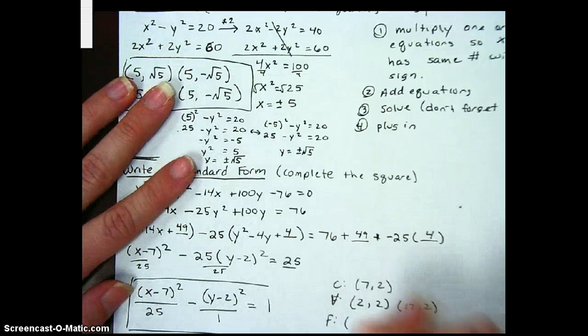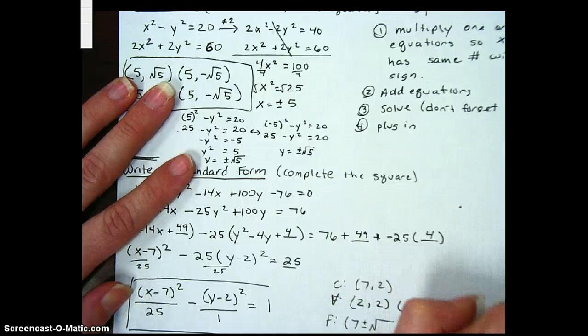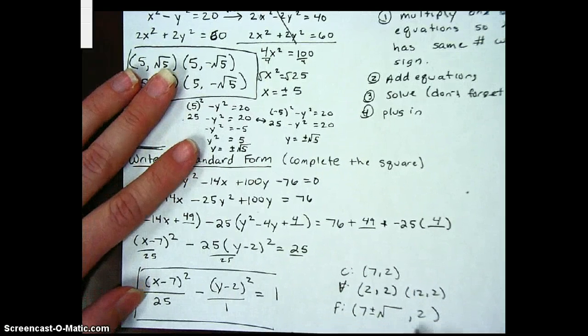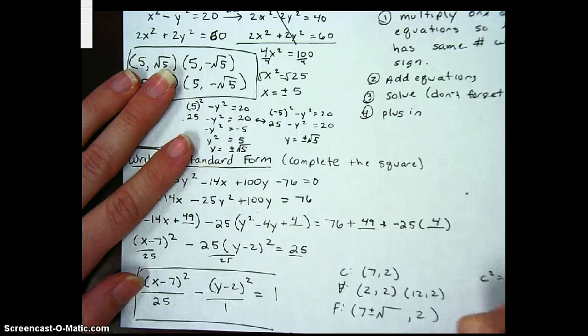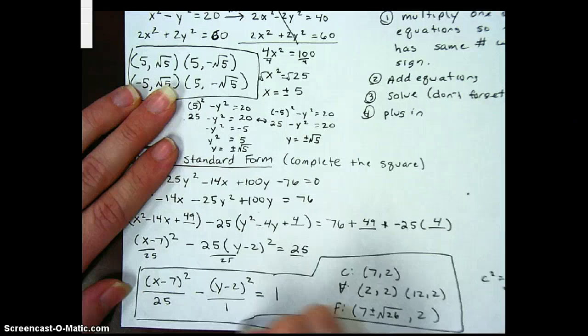Our foci, again, because x leads, are going to change my x value. So we'll have 7 plus or minus the square root of something, comma 2. We always find that by adding our denominators. So c squared equals 25 plus 1, which is 26. So this will be the square root of 26. And that will be your final answer where you have all of those points listed out.